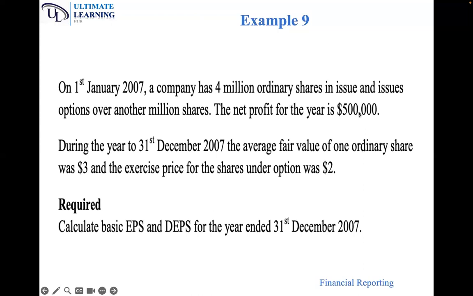The net profit for the year is 500,000. During the year to 31st December 2007, the average fair value of one ordinary share was $3. So the market price, the fair value of one ordinary share, was $3, and the exercise price for the shares was 2. Now look at the option price. The option price is 2 and the market price is 3.